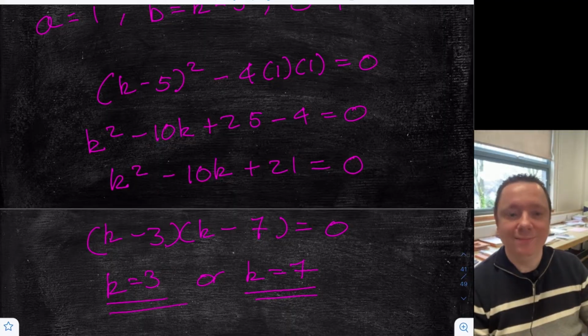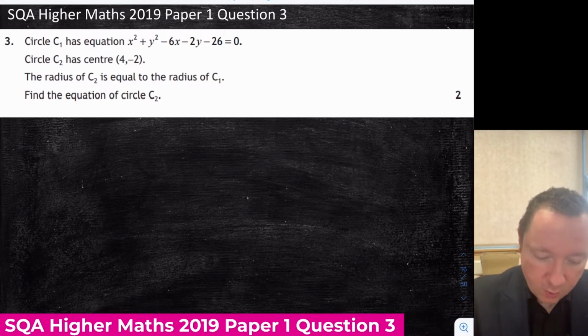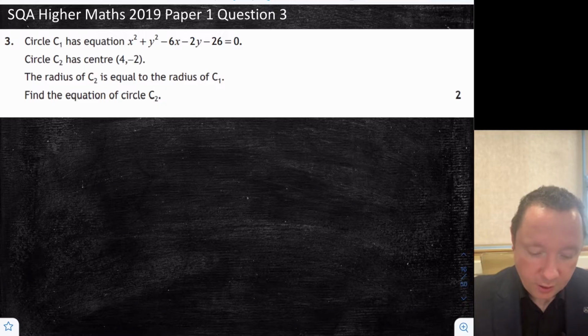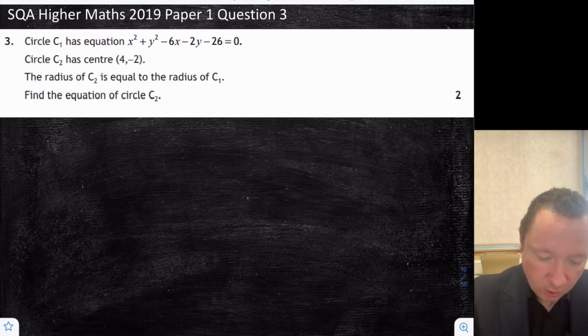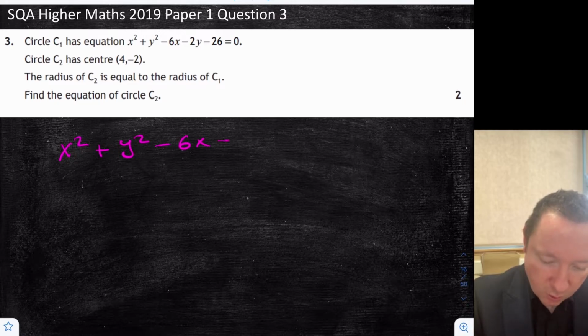And we're done there. SQA Higher Maths, paper 1, question 3. Circle C1 has this equation and C2 has centre (4, minus 2). The radius of C2 is equal to the radius of C1. Find the equation of circle C2. So we have got our equation up here, x squared plus y squared minus 2x minus 2y minus 26 equals 0.